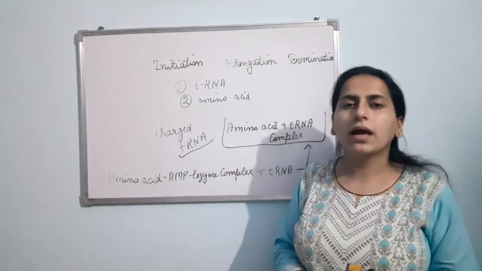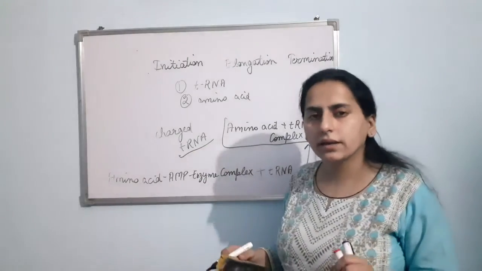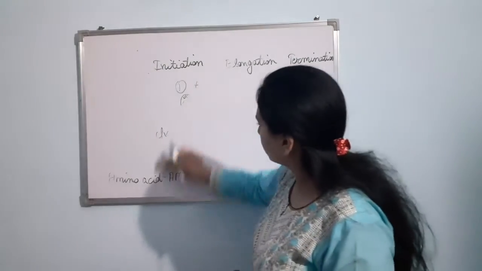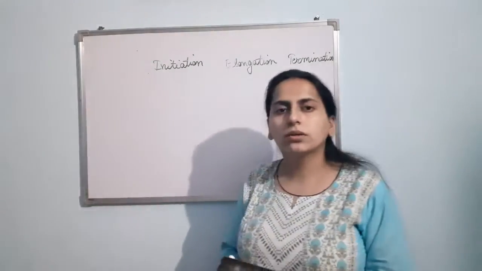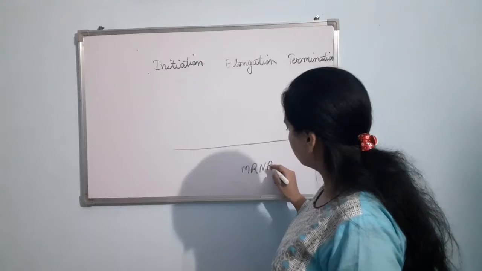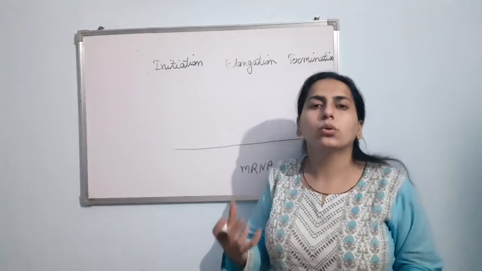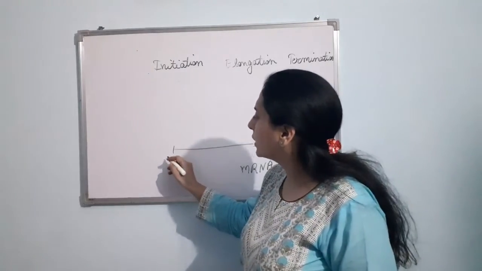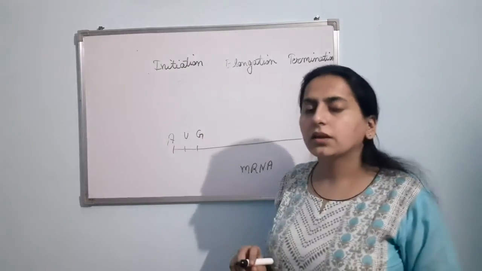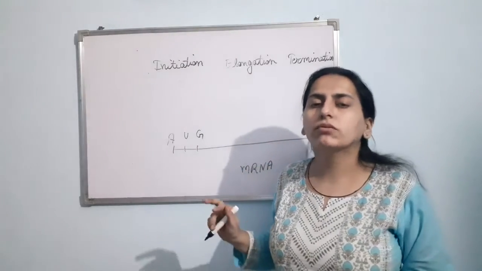Okay, now what will happen in the initiation only after this? After the charging of the tRNA. Now let us come back to the mRNA. So now there is mRNA. This mRNA has the genetic information, or you can say the codons. Suppose I am making AUG is present. Okay. Now what will happen? Firstly, the smaller unit of ribosome will attach.